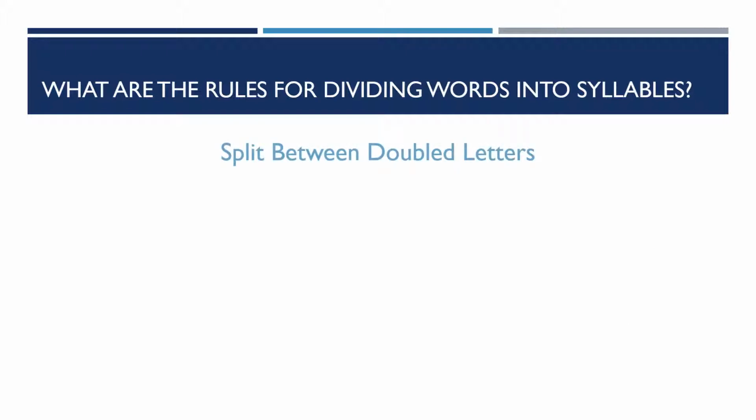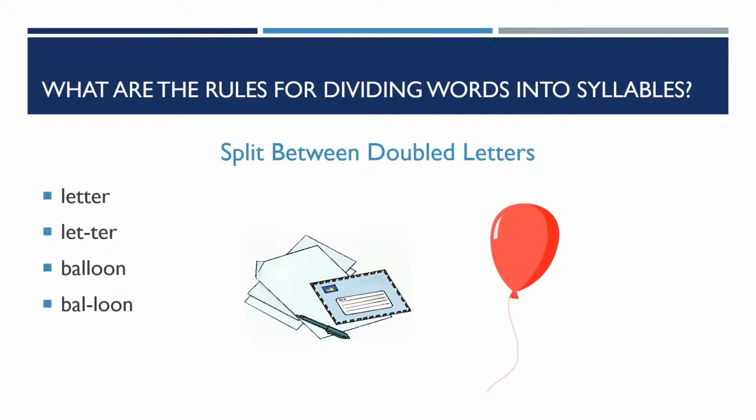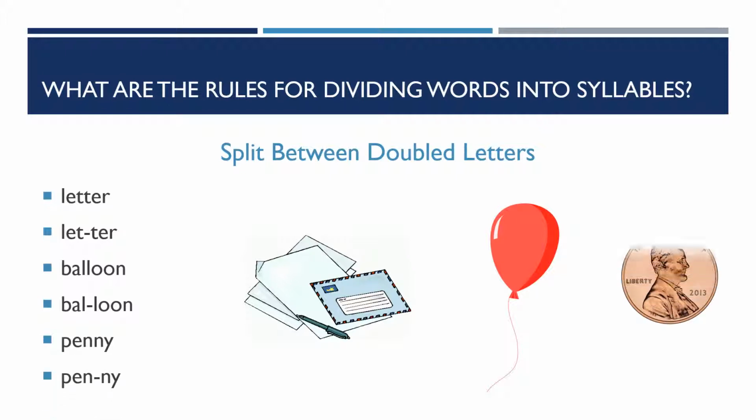The next rule is to split between doubled letters. The word letter will be divided between the two T's to become let-ter. The word balloon will be divided between the two L's to become ball-loon. And finally, the word penny will divide into two syllables right between the two N's to become pen-ny.